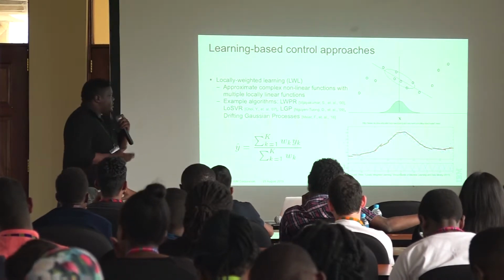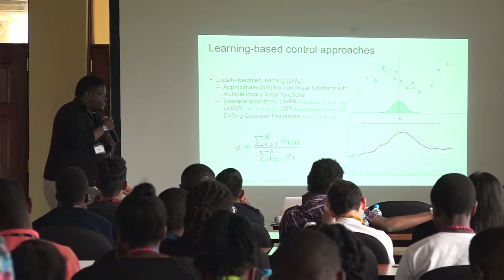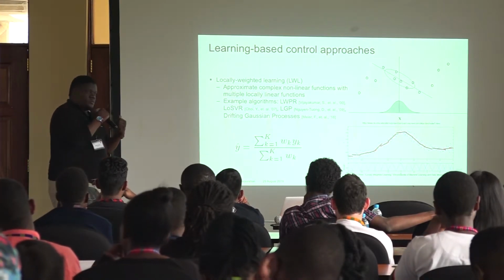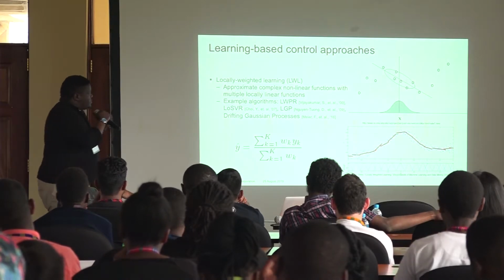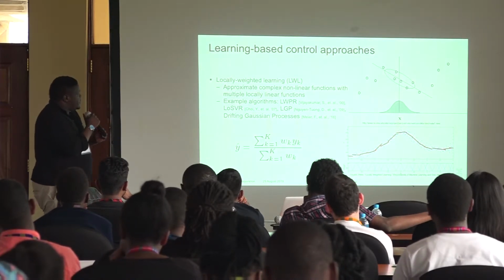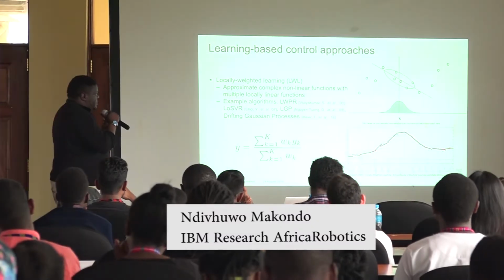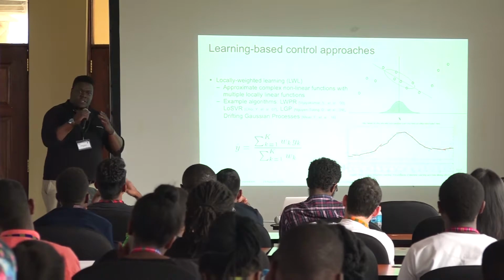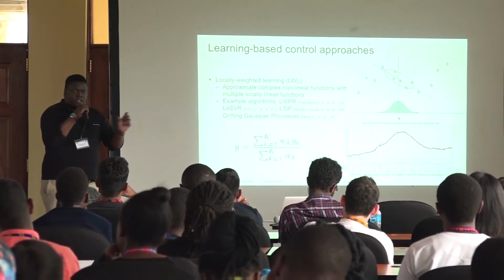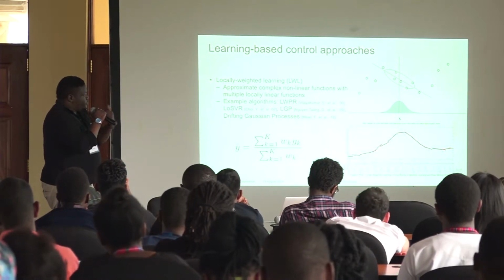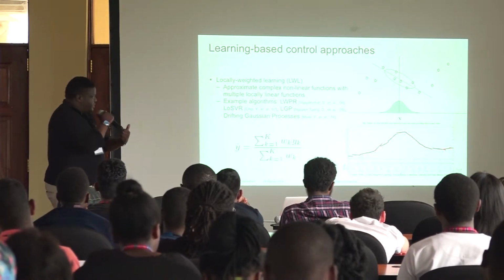So next I'll talk about some of the techniques that have been applied to robotics to try and come up with fast model updates and predictions. The first one is based on the idea of locally weighted learning. The idea is that you want to approximate a complex nonlinear function using locally linear functions, and this will be able to make quick predictions using the linear functions.